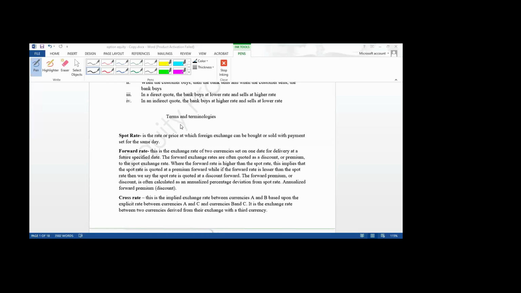Next, forward rate. Forward exchange rate is the exchange rate between two currencies that is agreed now for future foreign transaction, but for a transaction that will happen at a future specified date.